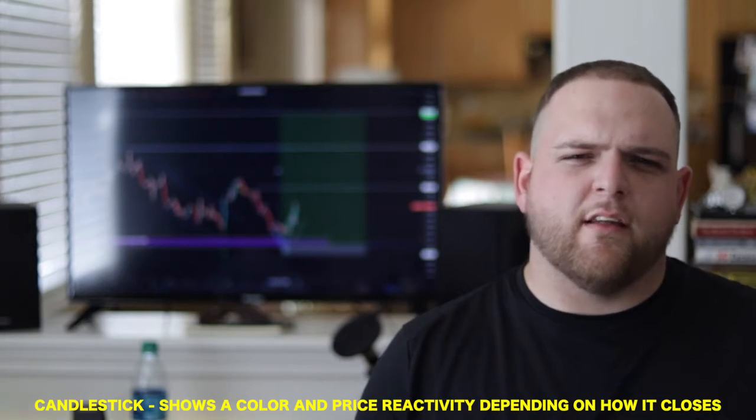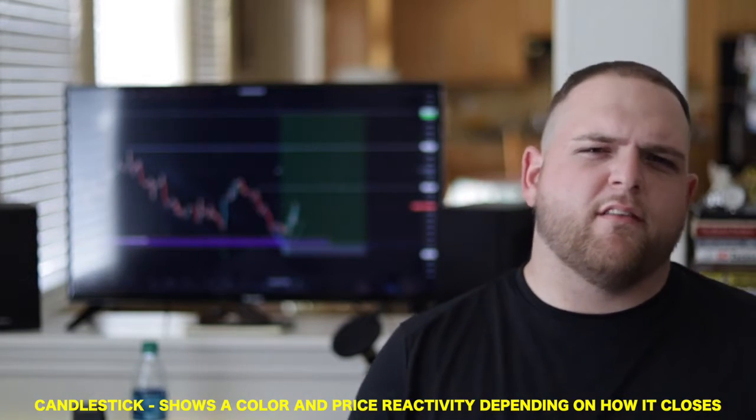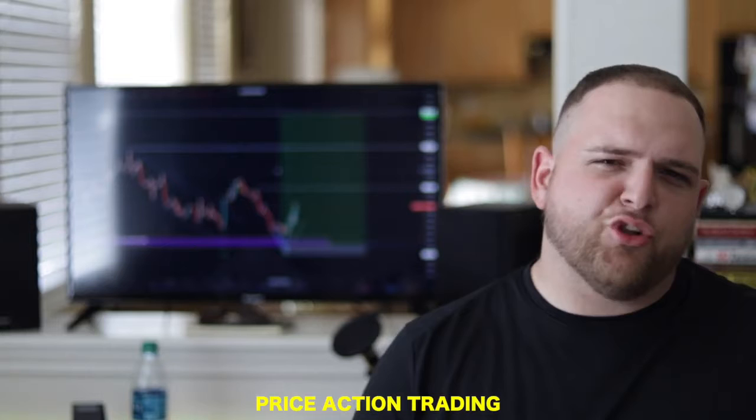The third type would be the candlestick. The candlestick is the most popular because it's used by all Forex traders, because it shows a color and also price reactivity depending on how it closes. You can look for certain types of formations with these candlesticks to tell where price is going to be headed. And that's what's called price action trading.